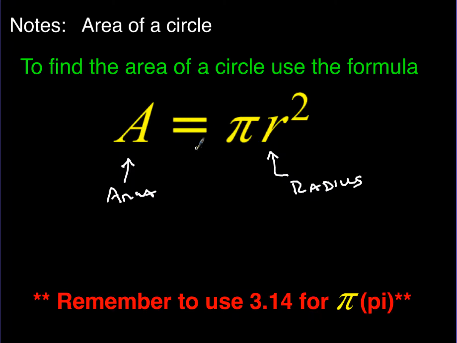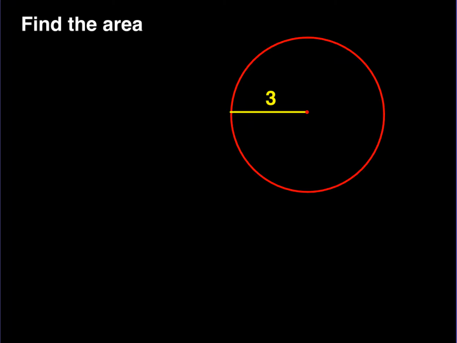What we do is, if I ever want to find the area of a circle, I need to figure out what my radius is. I plug it into this formula, and then I just solve by using my order of operations, by solving my exponent first, and then I multiply by pi last. And just a reminder, we use 3.14 for pi. Okay, 3.14 for pi.